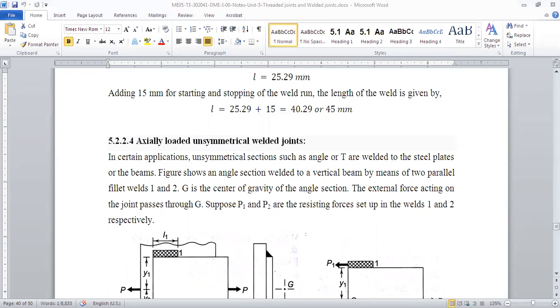Let me quickly open the syllabus. I would like to show you those 4 topics, and we will try to cover them in the remaining lectures. Where is unit number 5? Let me stop sharing this. I'm just taking you through the syllabus quickly.